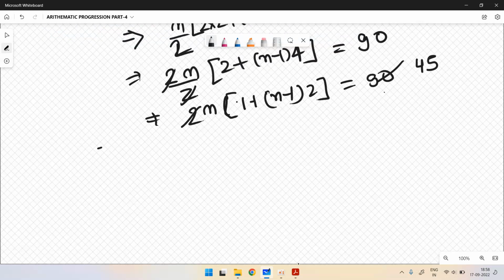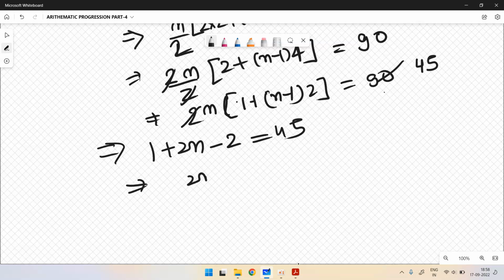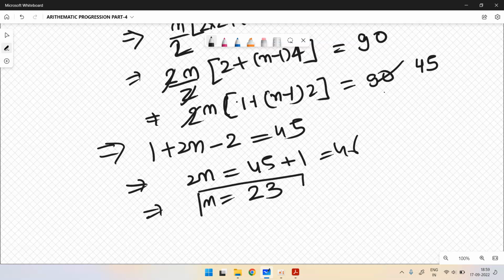Which implies that 1 plus 2n minus 2 equal to 45, which implies that 2n equals, this is minus 1 here, 45 plus 1 equals 46, which implies that n is 23. This 46 by 2 is 23. So the value of n you know.